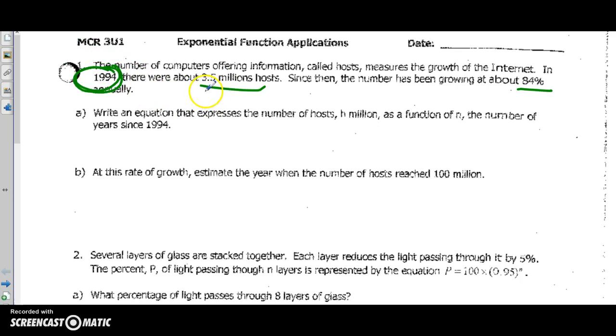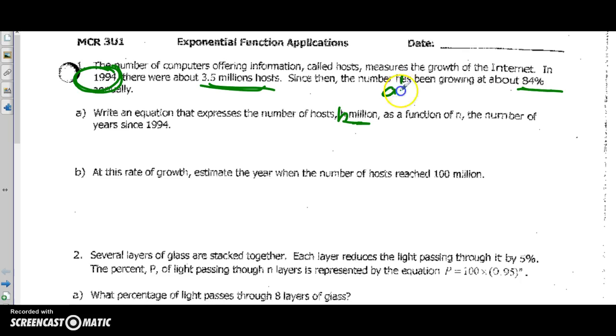This is an older question. 1994, 3.5 million hosts. Will it grow at 84%? Oh, we'll just go with the question. Write an equation that expresses the number of hosts over time. So we're going to use millions, and it says in millions here. And that's H. That's an H.